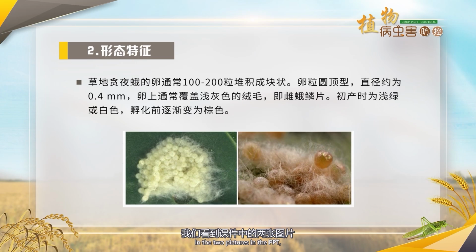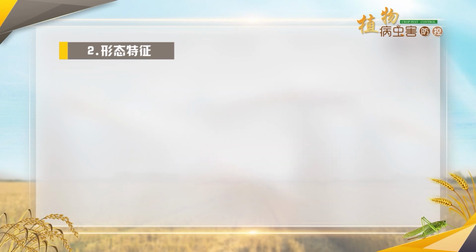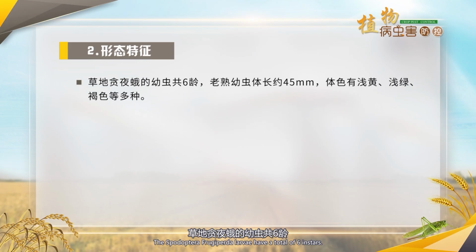In the two pictures in the PPT, the egg in the picture on the left is milky white, which should be an egg mass that has just been laid. But the egg in the picture on the right is brown, indicating that the egg is about to hatch. The Spodoptera frugiperda larvae have a total of 6 instars.